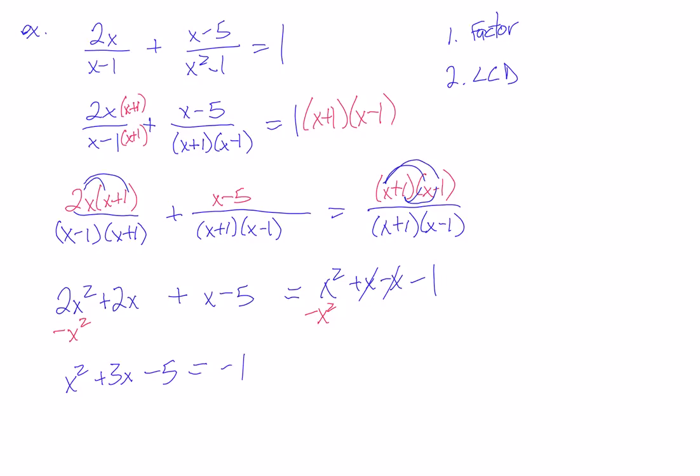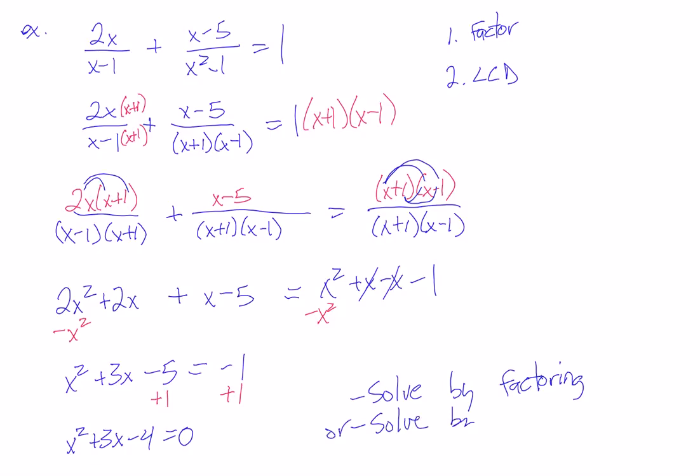So our last step then is, let's just get rid of that minus 1 to make it equal to 0. So we'll add 1 to both sides. So we have x squared plus 3x minus 4 equal to 0. So now, because it's a quadratic, we get 2 answers. Typically we're going to get 2 answers, and to solve these, we can either solve it by factoring, if you remember how to do that, or probably what's easier is solve by graphing.